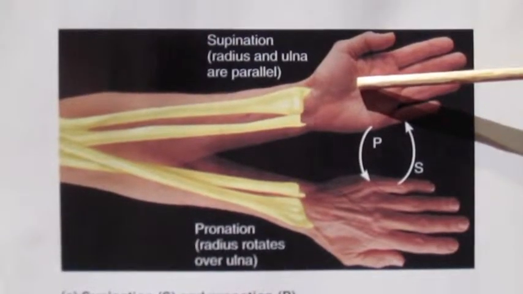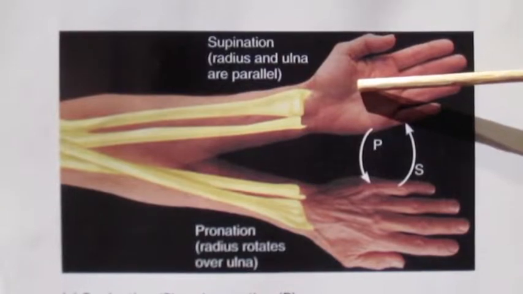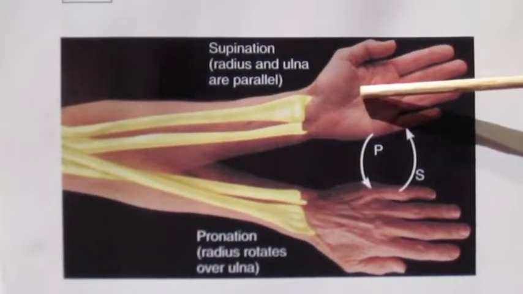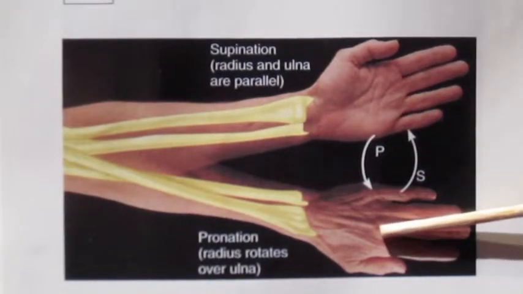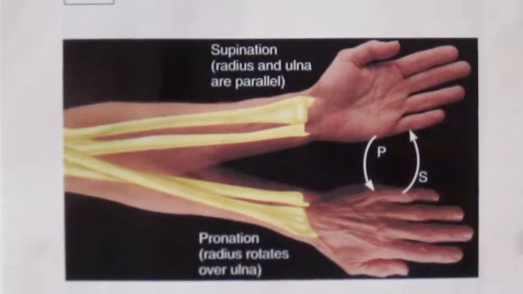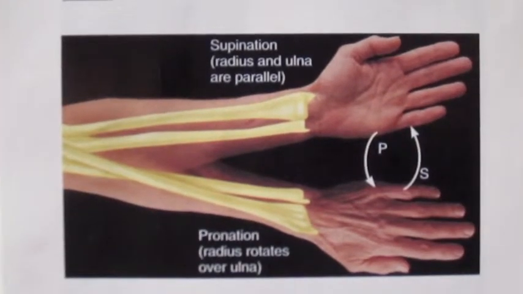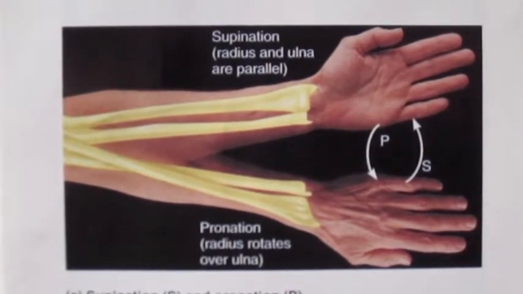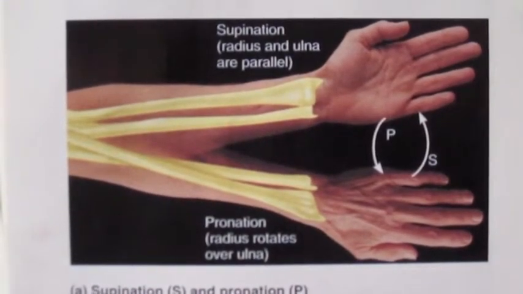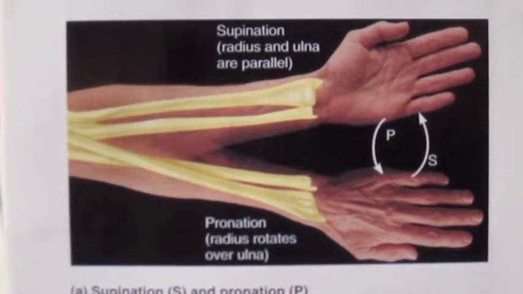The radius lies lateral to the ulna when the palm is facing up in anatomical position or supination, and crosses over the ulna when the palm is facing down in pronation. This pivoting motion in which the radius rotates around the ulna is why the radius plays an important role in the position of the hand.